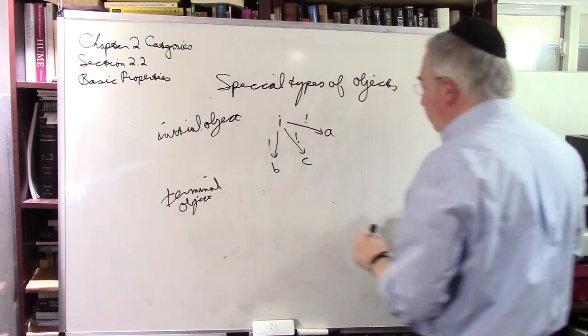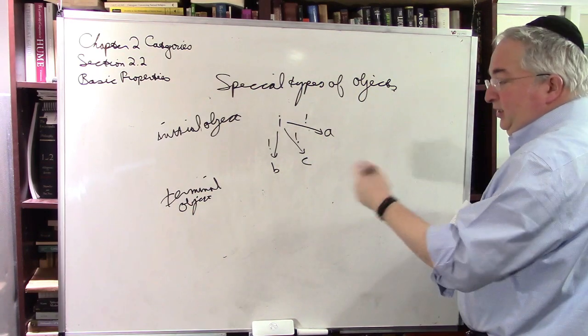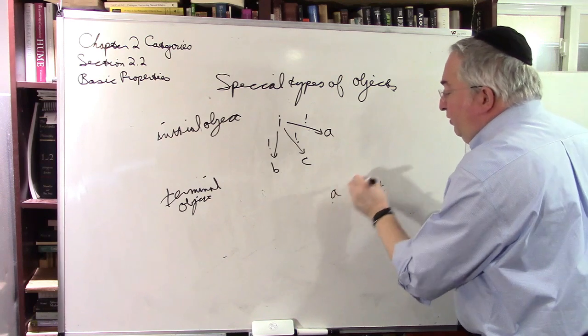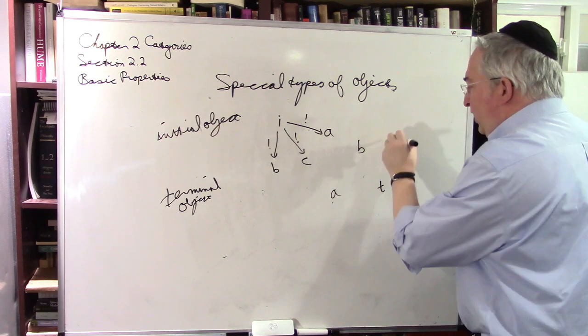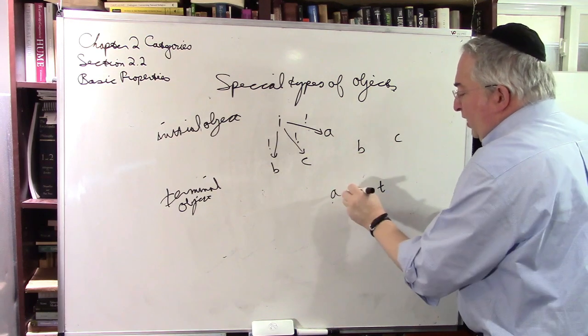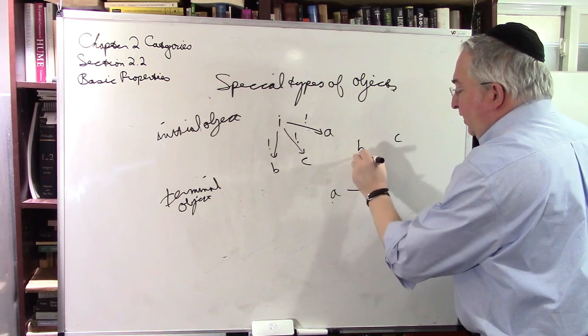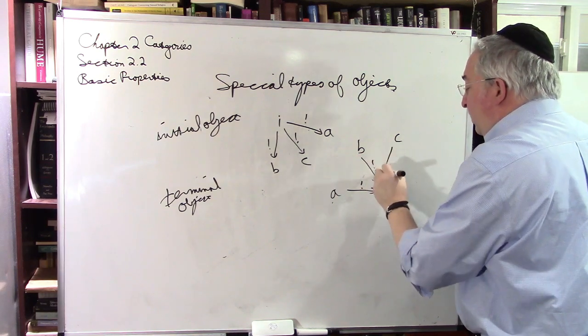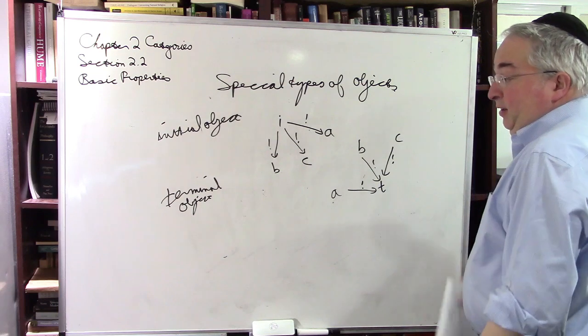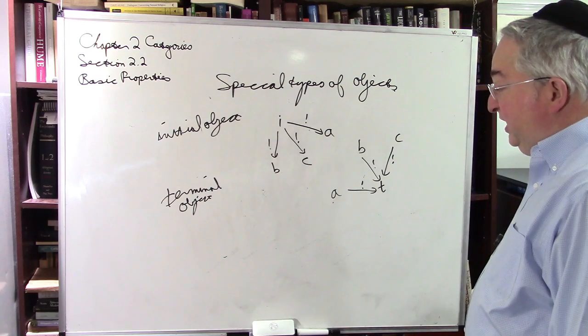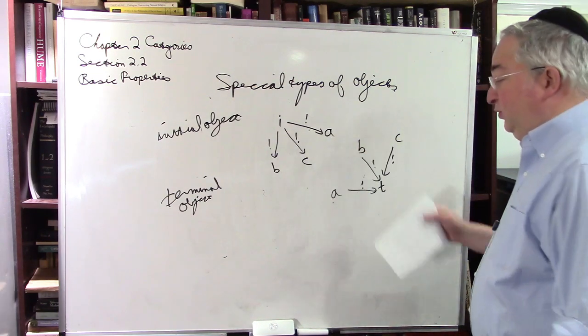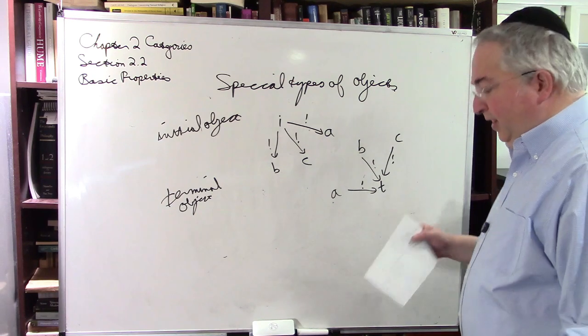Okay, what's a terminal object? Well, it's an object in the category such that for any other object in the category, there's a unique map like this. Again, categories need not have initial objects or terminal objects, but if they do, they have this.